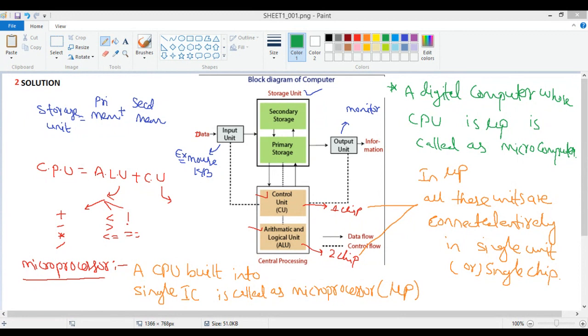Yeah, so I got one response: processor and microprocessor both are the same. I got one answer. I'm waiting for four more students to give the answer. Please give the answer. What about the others? I didn't see any response.